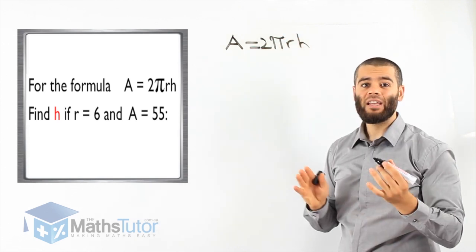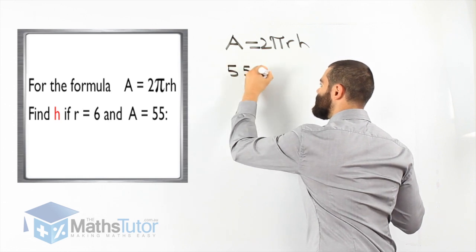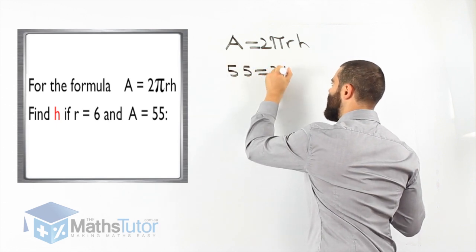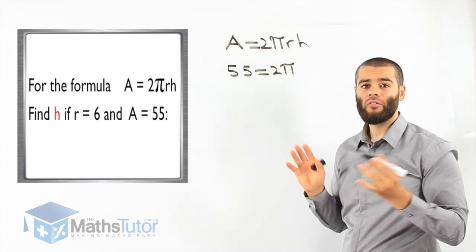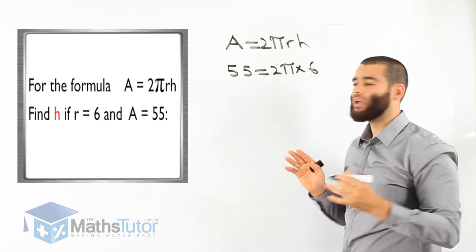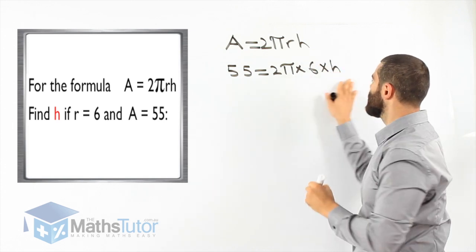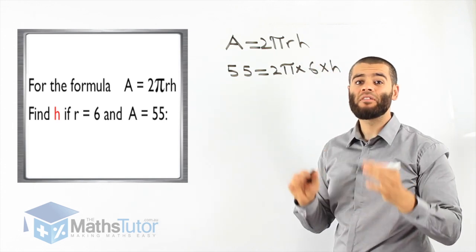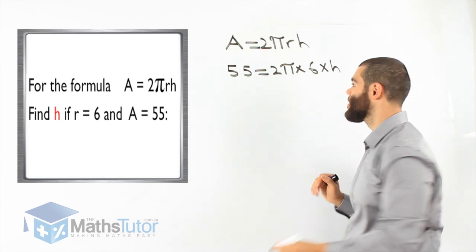That's our formula. A is 55, 2 pi, which is 2 times pi, times r. We are told r, which is the radius, is 6. And we are asked to find H. There is our formula. We have substituted all the information. Now we complete it by solving an equation.